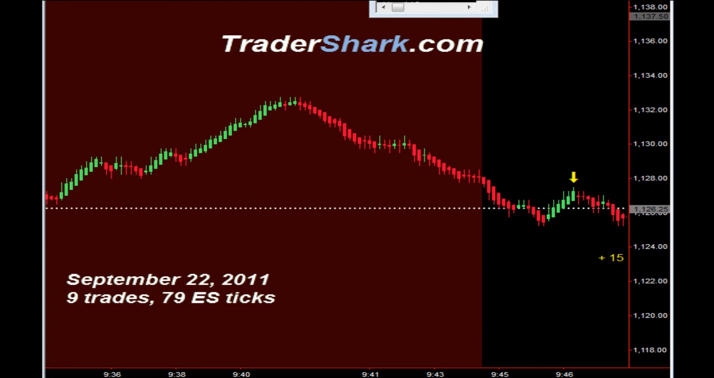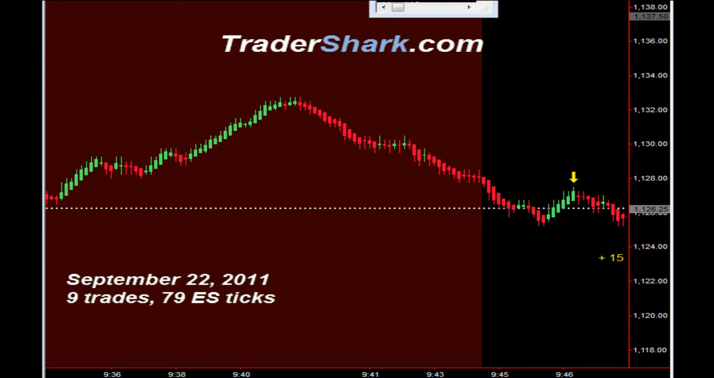Today is Thursday, September 22nd, 2011. The following are examples of trade setups that occur on a regular basis. We are showing 9 valid trade setups for a max potential profit of 79 ES ticks. The market opened up this morning at 1126.25.